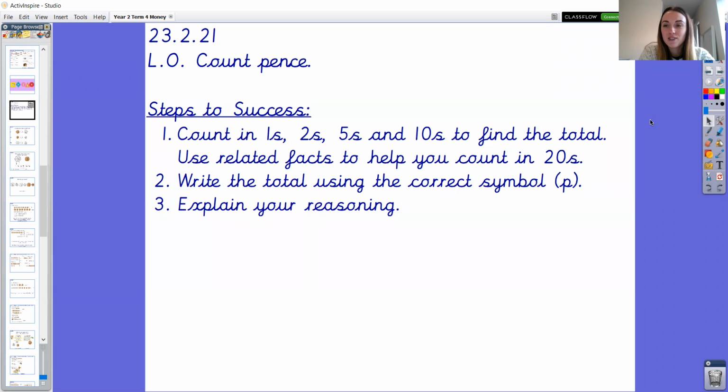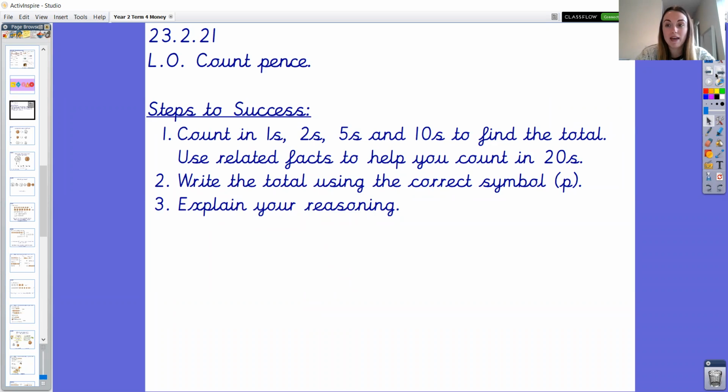Well done, Year 2. So looking at our steps to success for today, first of all, we're going to count in ones, twos, fives and tens to find the total. And we're going to use related facts to help us count in 20s. Then once you've counted the pence, write the total using the correct symbol, which is the letter P for pence. And it's really important that you explain your reasoning throughout today's lesson.